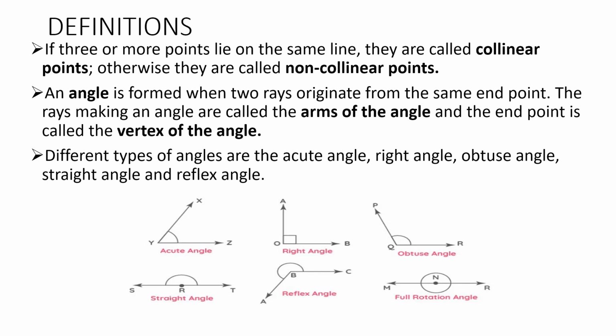You already know different types of angles. For example, an acute angle measures less than 90 degrees, a right angle measures 90 degrees, an obtuse angle measures more than 90 degrees and less than 180 degrees. A straight angle measures 180 degrees. A reflex angle means 360 degrees minus the measure of that angle, and a full rotation angle means 360 degrees.